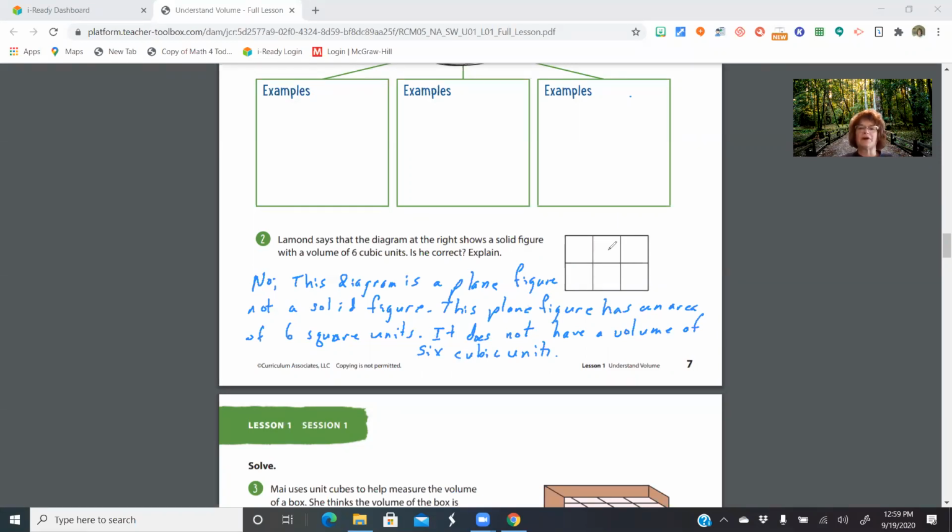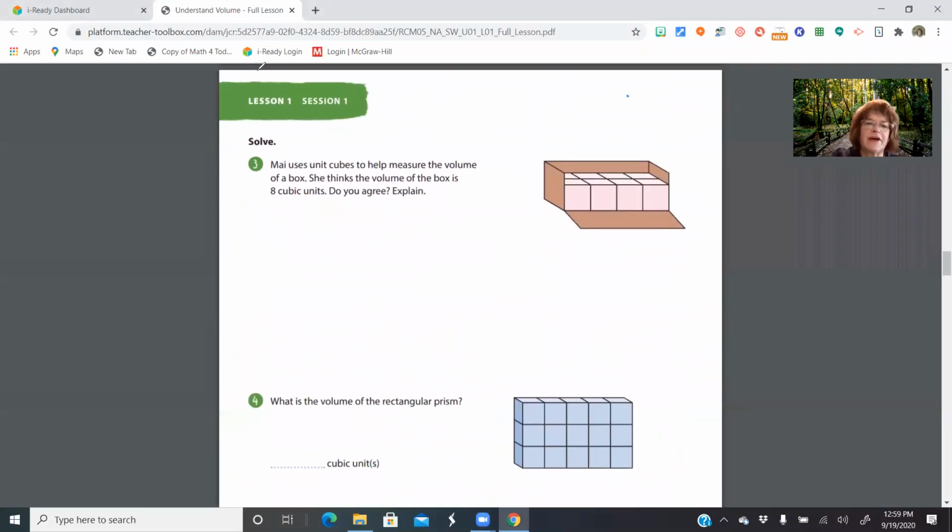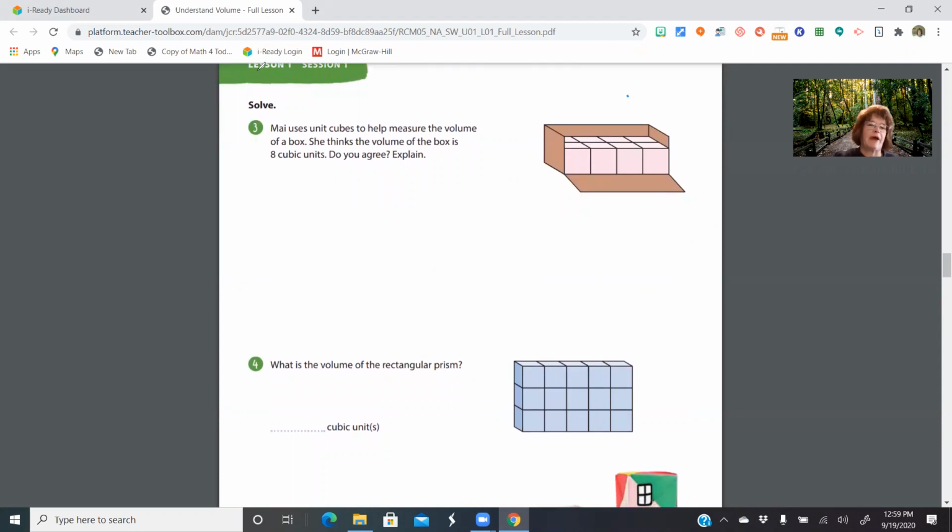Now it's tempting to write 6 because we do have 6 squares here. But remember, they're square units and not cubic units. They're going to try to trick you sometimes like that. So just beware of that. All right, let's go to our last page for today. And this is page 8.